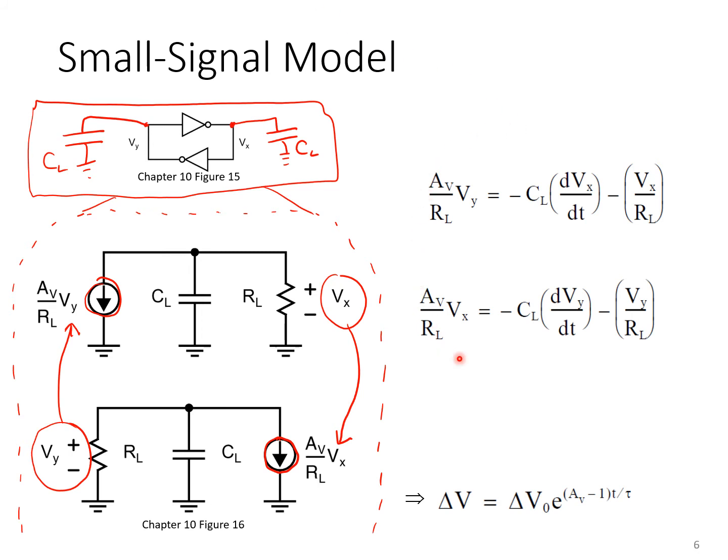Now the result of that analysis reveals two coupled first order differential equations here. But we can combine and simplify these two differential equations into a single differential equation by rewriting them in terms of delta V, the differential output between Vx and Vy. In doing so, if we call this equation 1, this equation 2, we take the difference between the two equations, you end up with something like this.